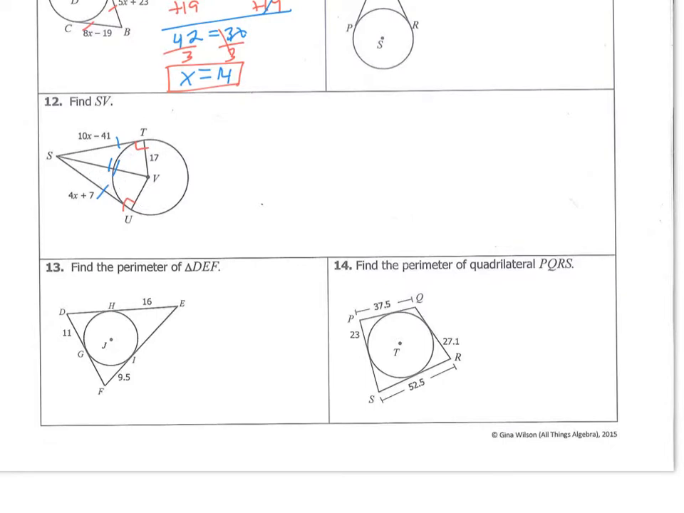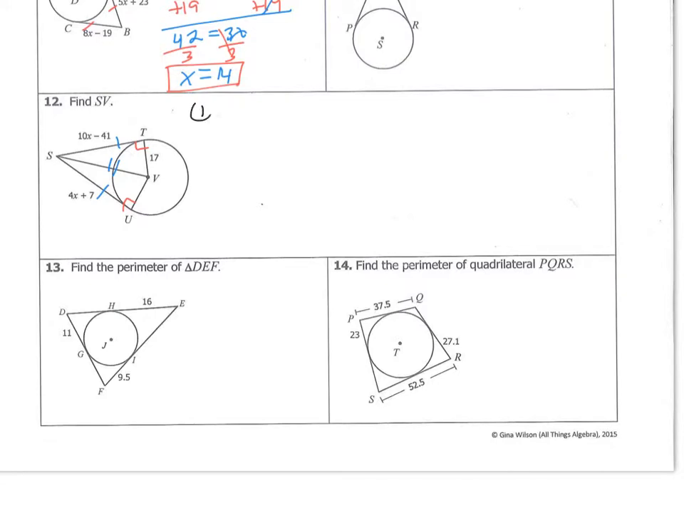What would we need to find that distance? If I knew the length from S to T, like the actual length, and I already know this length is 17, can't I use Pythagoras' theorem then to find this hypotenuse that they share? So that's what we're going to do. So this is a multi-step process.